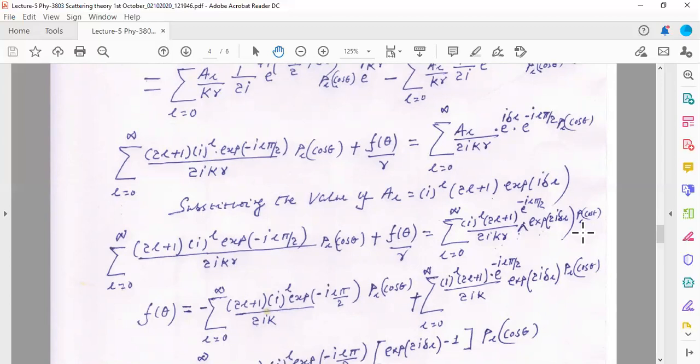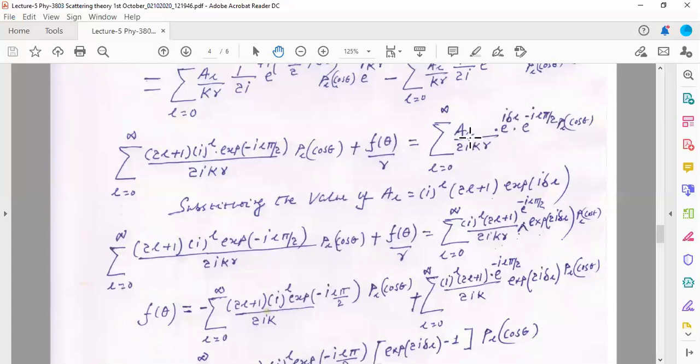We want to find out the scattering amplitude. We want to find out the differential scattering cross section. We want to find out the total scattering cross section, and we can also find the phase shift for certain partial waves, like delta_l when l equals 0. We can find delta_0, we can find delta_1, something like this. So you see, this expression is simple now. I hope you understand.